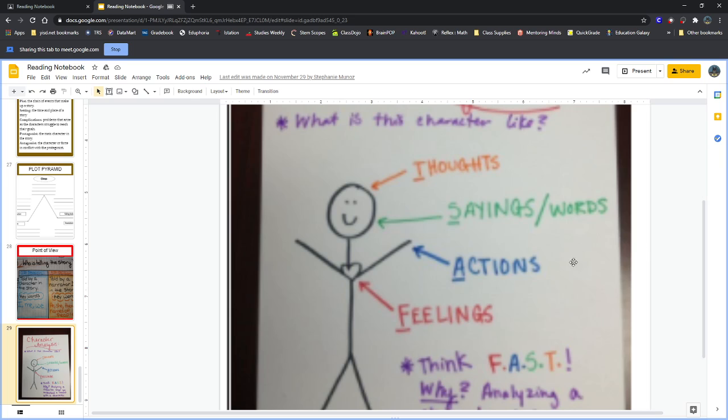The next thing we look at after the feelings, after their actions, you look at their saying, or what are they saying? What words are they using?